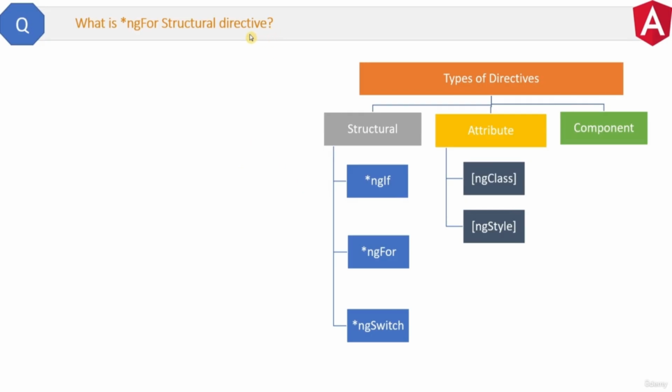What is ngFor structural directive? Let's see the definition first. The ngFor directive is used to iterate a list of items and then display them. If you know what a for loop is, then it is the same. Let me quickly show you in the code.